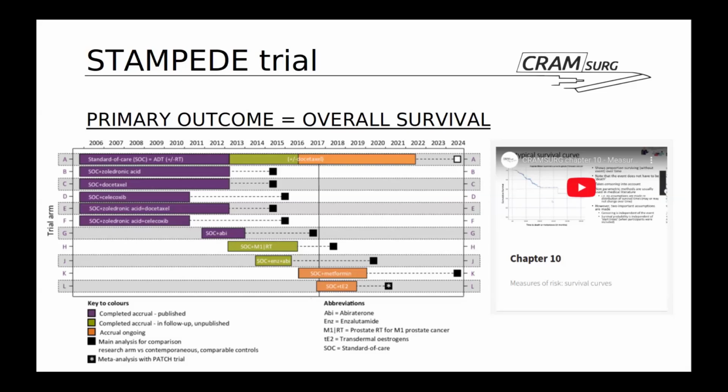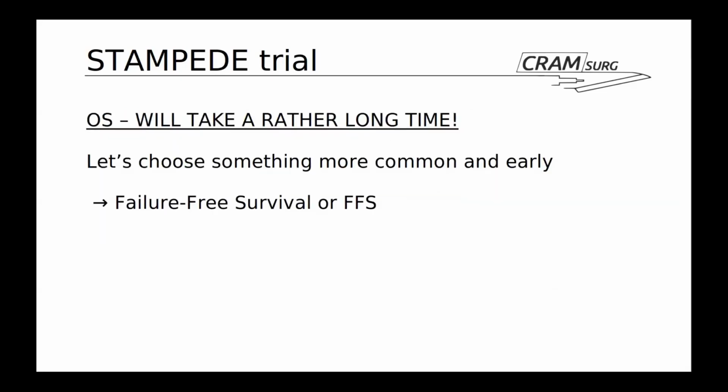And we did talk about different types of survivors before, so we have to imagine how the investigators felt when they thought, well, how are we going to do this? We can't really wait 20 years before we start dropping arms out of a trial that involves 7 or 8 interventions. So if overall survival will take a rather long time, we need to choose something that's more common and happens early. So the authors decided to go for failure-free survival, or rather ironically, the acronym FFS.